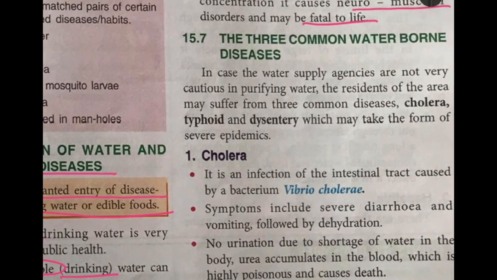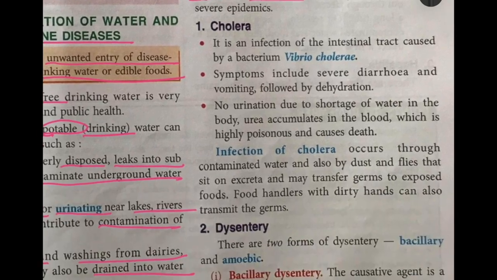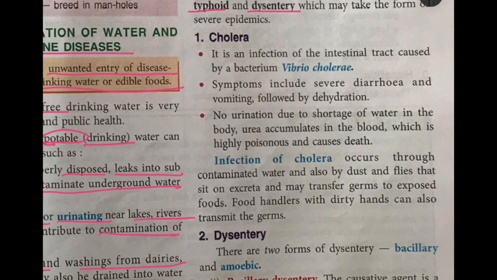Now, the three common waterborne diseases are, if the water bodies are not clean, or if the water supply agencies like the PHE or the municipality are not very cautious in purifying the water, the residents of the area which drink that water will suffer from three common diseases: cholera, typhoid, and dysentery. This may be an epidemic, that is, it will spread to a small area, a small town.